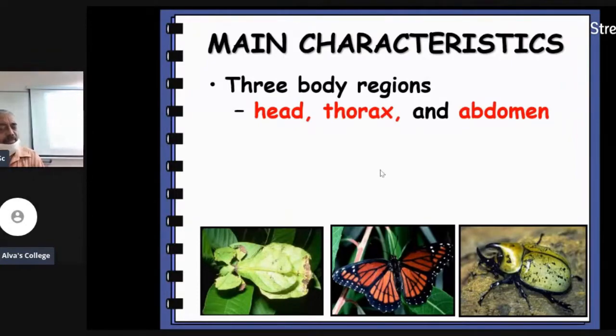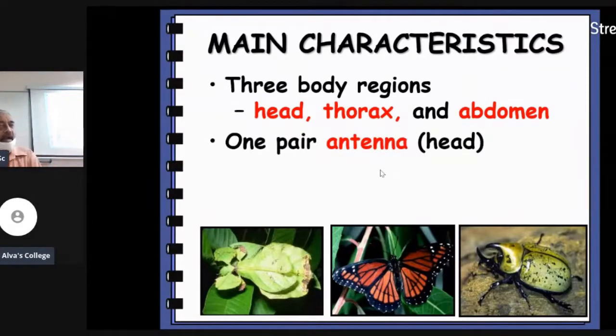These insects can be distinguished from other creatures by having three main parts, called head, thorax, and abdomen. These are the three divisions of the insect. And insects bear on the forehead what we call antennae. These antennae are nothing but stick-like, flexible, brown, segmented structures. They are sensory in nature, so they can detect.